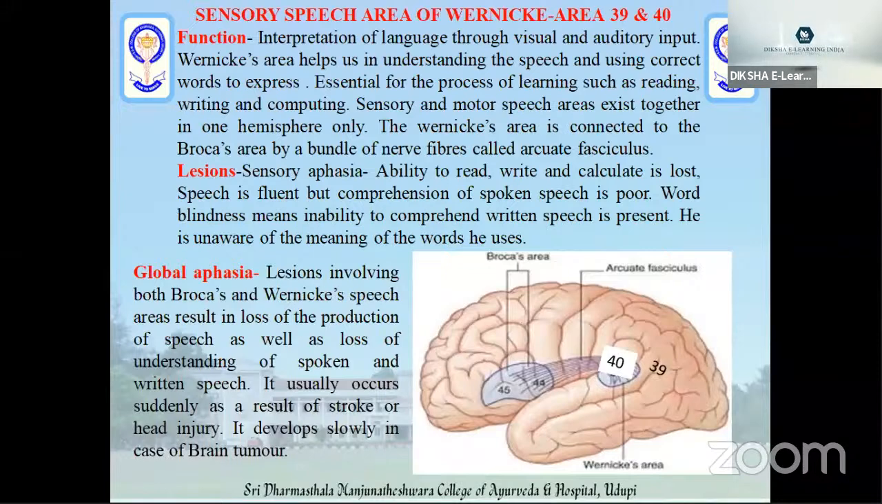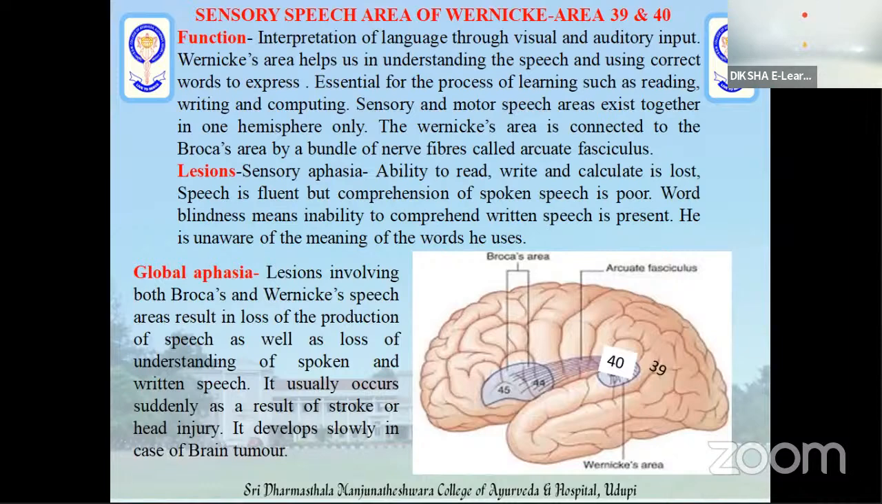Reading and writing are lost if there is a lesion in this sensory speech area, the Wernicke area; he cannot read or write. Sensory and motor speech areas exist together in one hemisphere only. Means if he is right dominant, it will be located in the left cerebral hemisphere, and if he is left-handed, it will be located in the right lobe of the cerebrum. The Wernicke area is connected to the Broca's area.